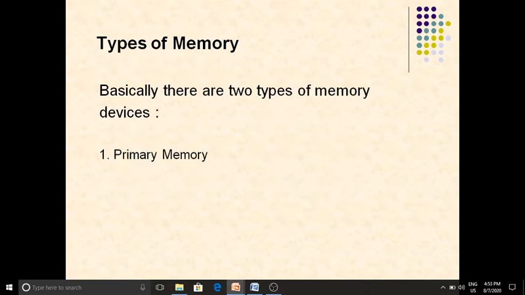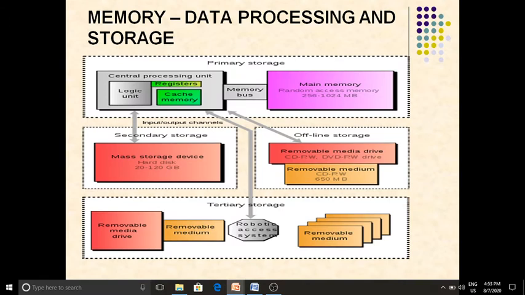Now, what are the different types of memories? Let us come to the actual topic. What are the different types of memories in computers? That is primary memory and secondary memory. So, what is primary memory? Let us see. This slide is showing the different types of memories, how they are compared and how they are presented here.